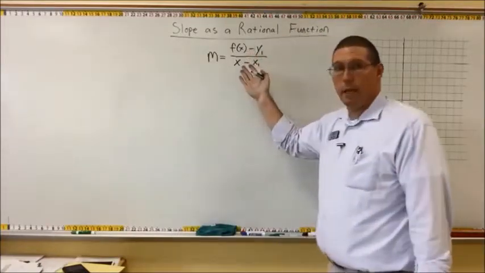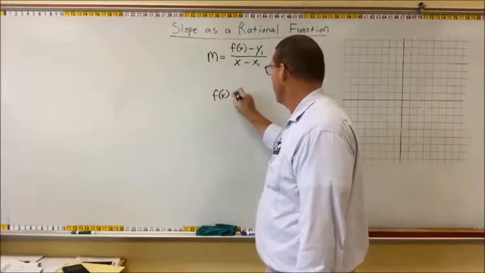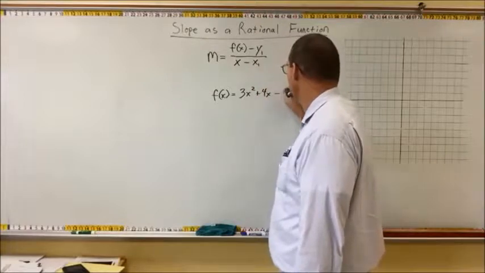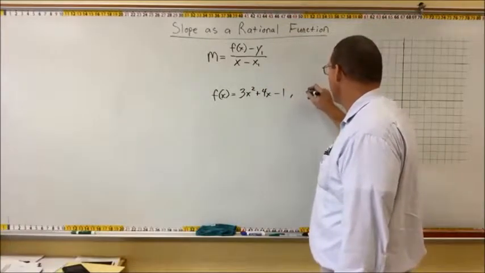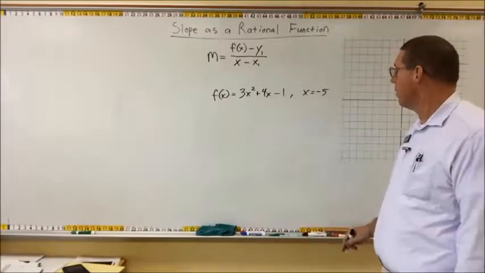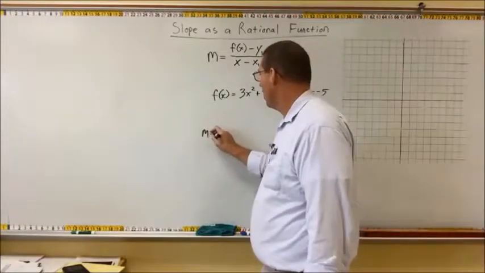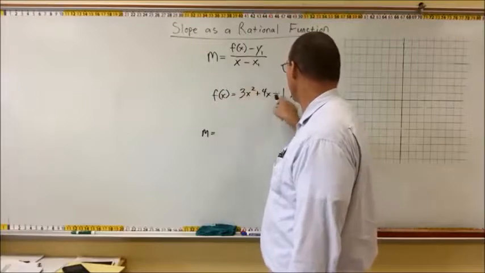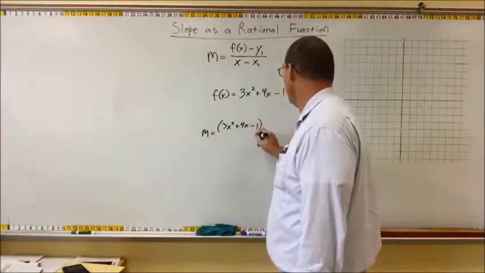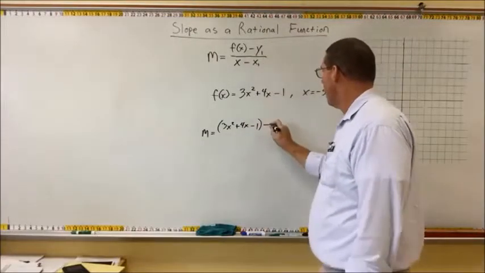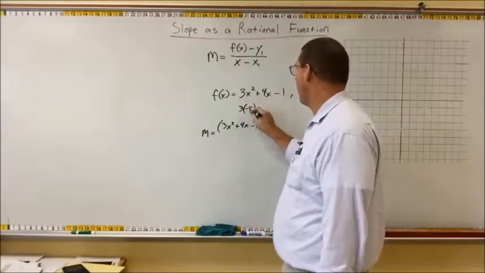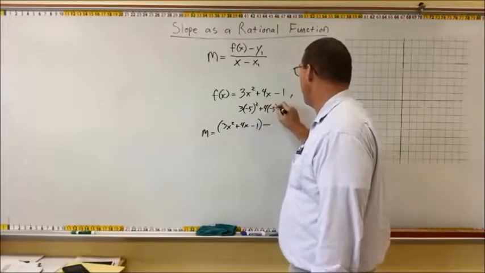So we've got our formula, and let's say I tell you that f of x is equal to 3x squared plus 4x minus 1. And I want to know what this is at x equals negative 5. So here's what you'll do. You'll write an m equals, then in parentheses, you'll write this function, 3x squared plus 4x minus 1, minus, now let's plug negative 5 into the function itself. And we'll have 3 times negative 5 squared plus 4 times negative 5 minus 1.